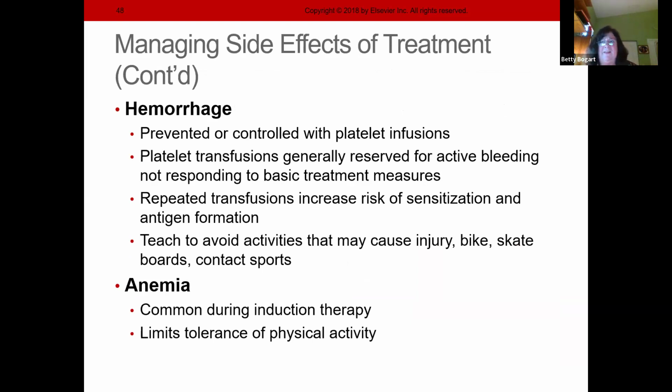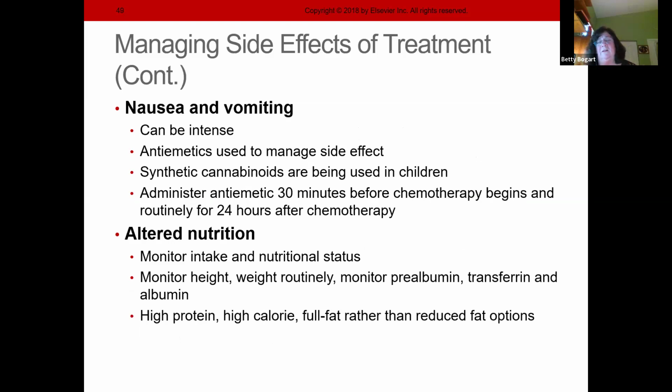And then anemia, because of the amount of chemotherapy that's given in that induction, it does get rid of your good cells too. So be aware of it and give them plenty of rest periods and limit their tolerance to physical activity, right?